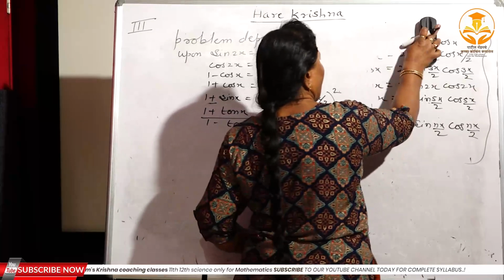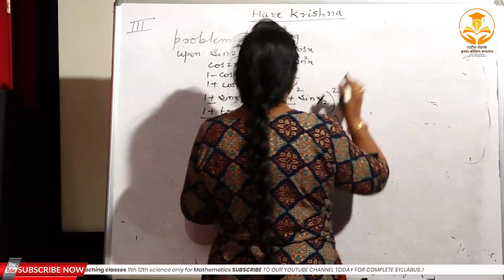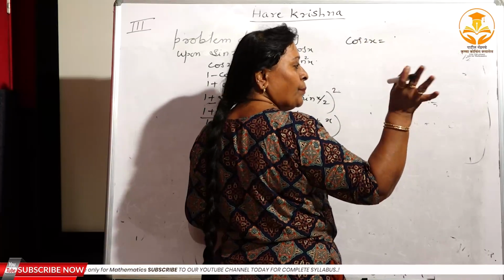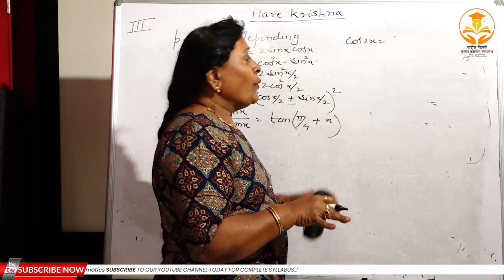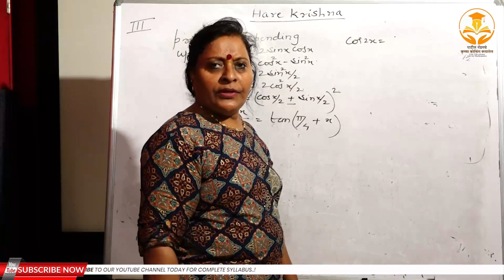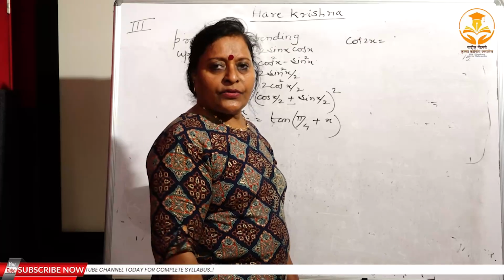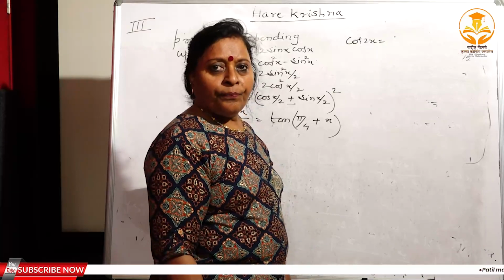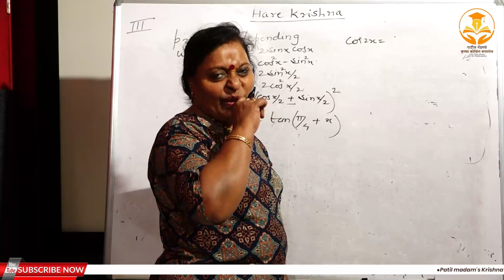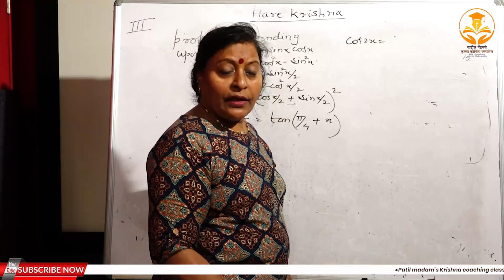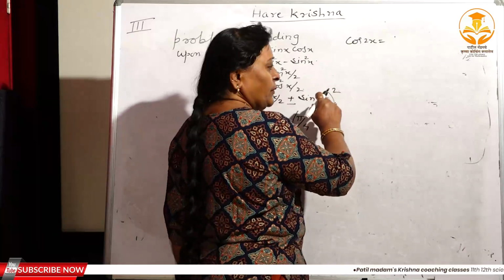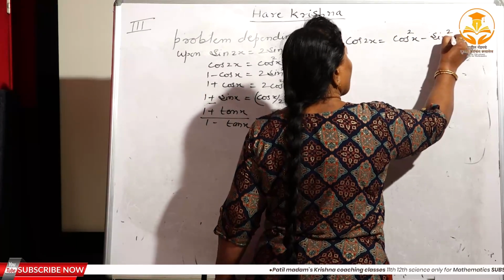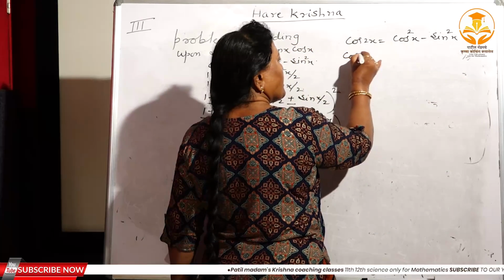The second one, see here, that is cos 2x. Again, what is cos 2x? What is the formula? There are 4 formulas of cos 2x, but whatever the problem we are doing now, only this formula is required. There are 4 formulas of cos 2x: cos square x minus sin square x. Second one, 1 minus 2 sin square x. Third one, 2 cos square x minus 1. And the fourth one, 1 minus tan square x divided by 1 plus tan square x. Isn't it? There are 4 formulas, but here, in this problem, we require only this, cos square x minus sin square x.